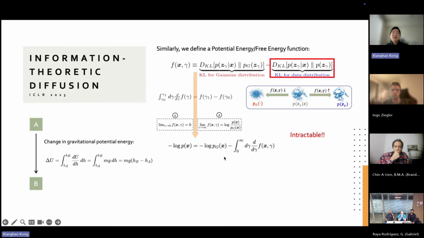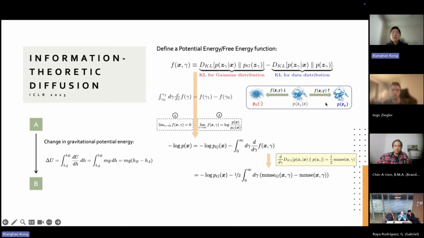But the problem is that on the right-hand side we need to calculate an integral, right? The integrand is the derivative of the free energy function, but unluckily, the second term in this free energy function is intractable, because P(Z_gamma) is really hard to estimate, and we don't actually know how to estimate it. We need to go through every data point and every different noise level. It's computationally huge.